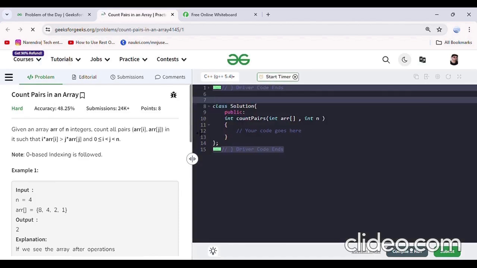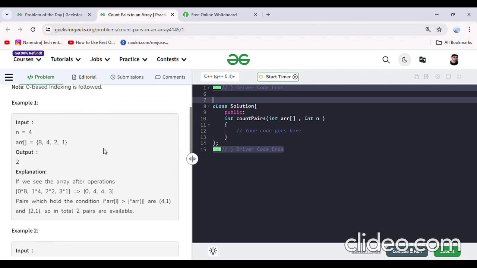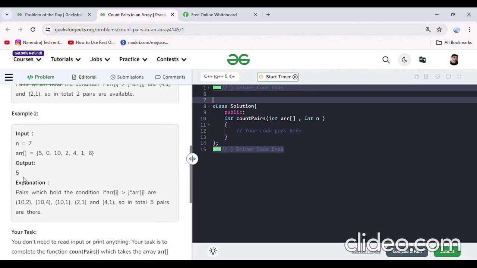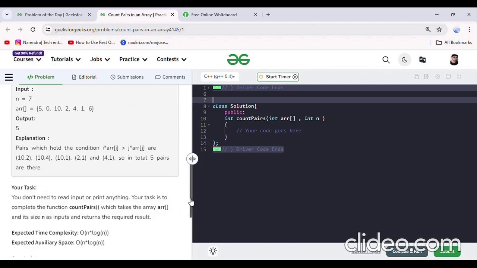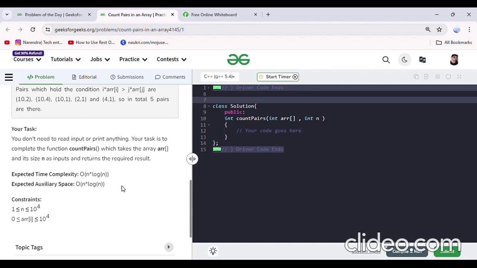Count pairs in an array. Given an array arr of n integers, count all the pairs arr[i], arr[j] in the array such that i times arr[i] is greater than j times arr[j], following these conditions. It is zero based indexing. Here he got the answer 2, and here he got the answer 5. I will explain you the logic. And here the expected time complexity and space complexity is n log n, and constants are up to 10 power 4.